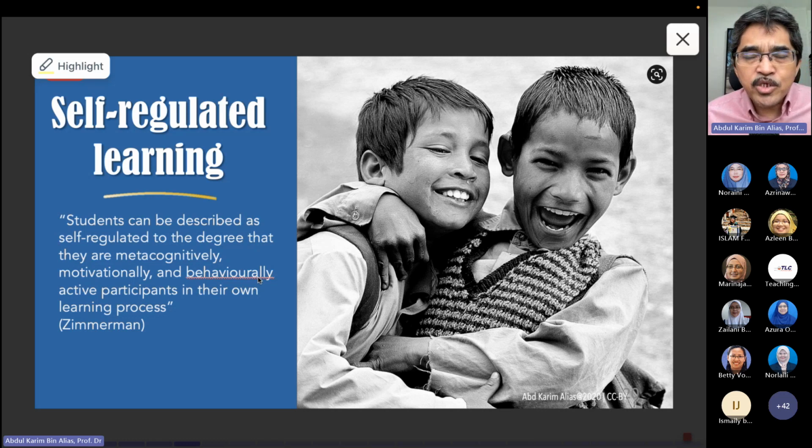And then that translates into behavior. You can see how they behave when they become self-regulated. They are so active, proactive. They are always alert, always at the front, always the one who will lead. So they are active participants in their own learning process. They are not passive participants waiting for instruction.